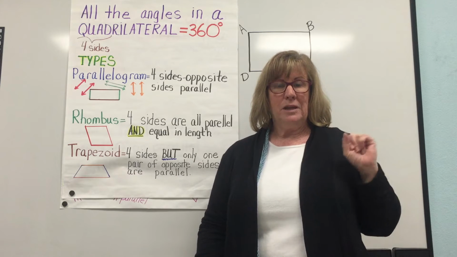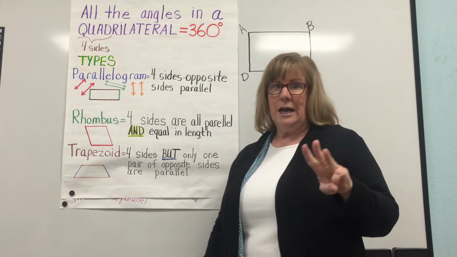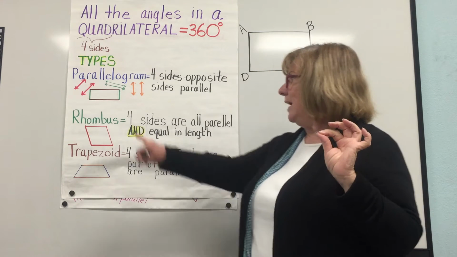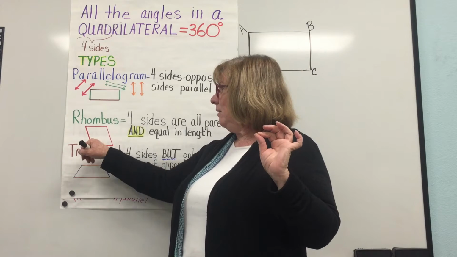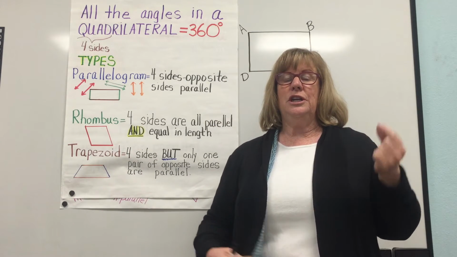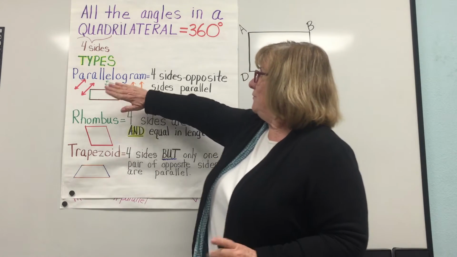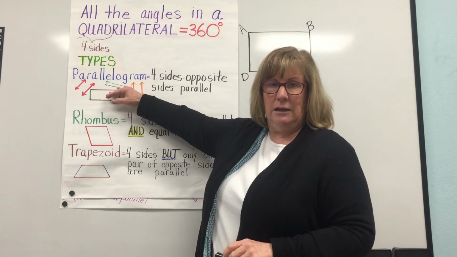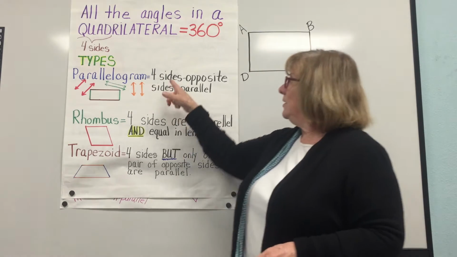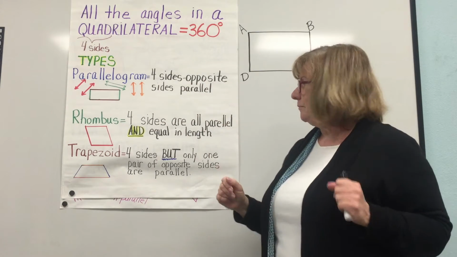So we're going to be talking today about 3 different types of quadrilaterals. And we are going to try to figure out the angle measurement. We're not going to measure them. We're just going to use math calculations. For example, the first one we're going to talk about is a parallelogram. I just explained the definition of that to you. 4 sides, opposite sides are parallel.